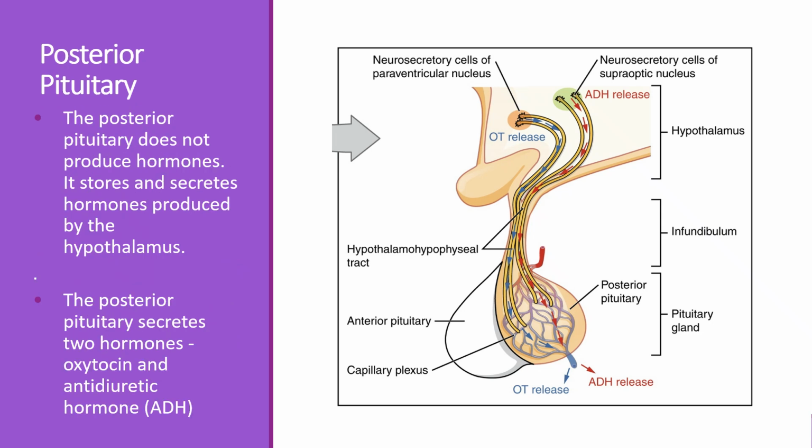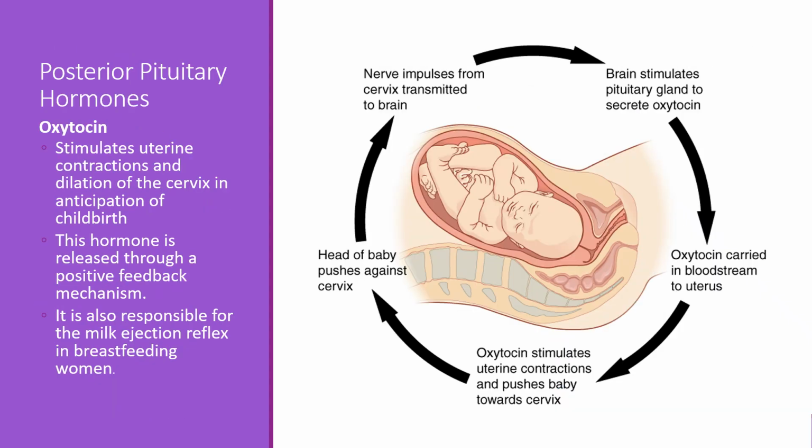So the posterior pituitary gland itself does not produce any hormones. It stores and secretes hormones that are produced up in the hypothalamus. The posterior pituitary is going to secrete two hormones, oxytocin and antidiuretic hormone. So let's talk about what the two hormones of the posterior pituitary do.